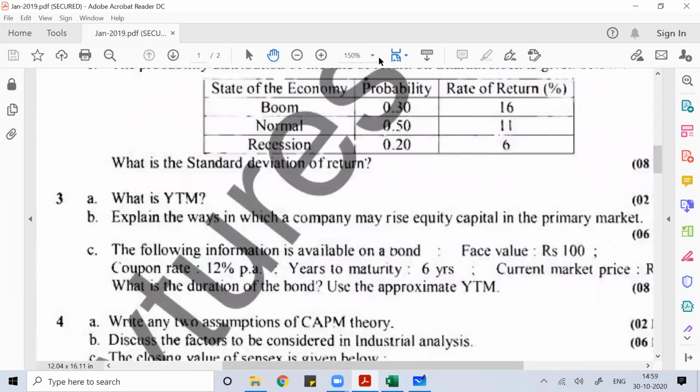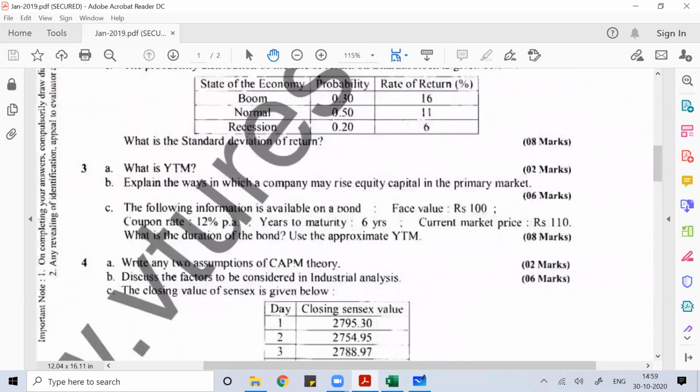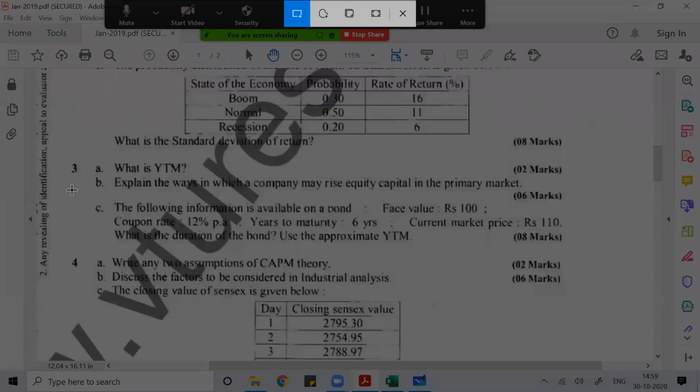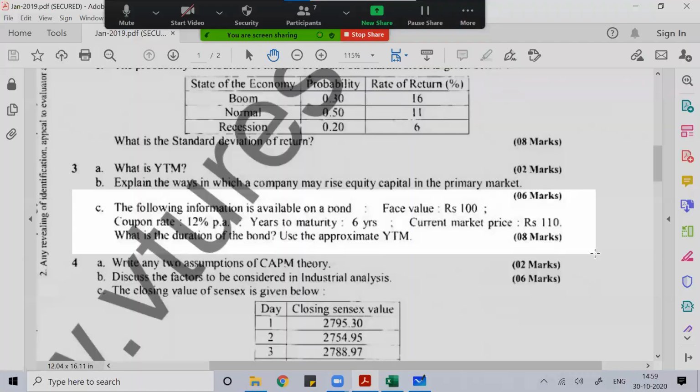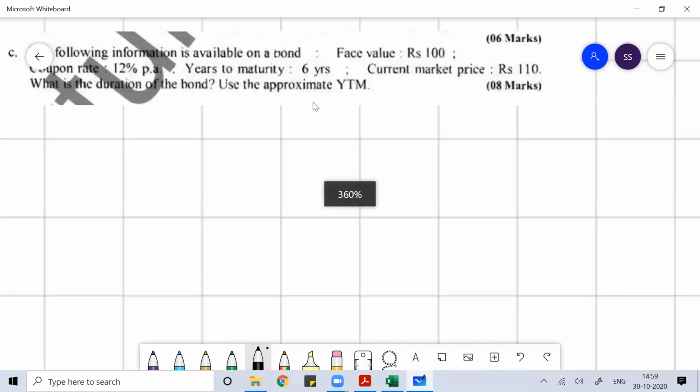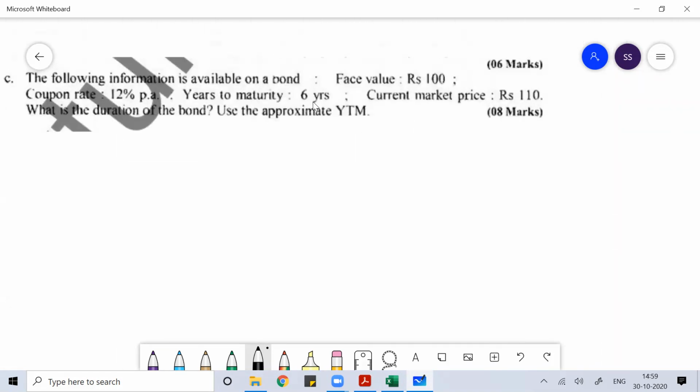Going further, let's do a numerical on duration. You can see this numerical came for 8 marks. So we'll do the numerical. Yesterday I already discussed the formula for duration for you. This numerical came for 8 marks, so you need to calculate the duration of the bond.